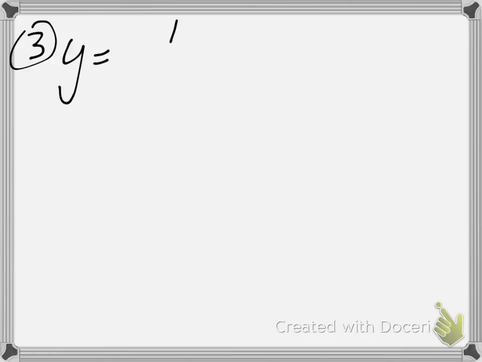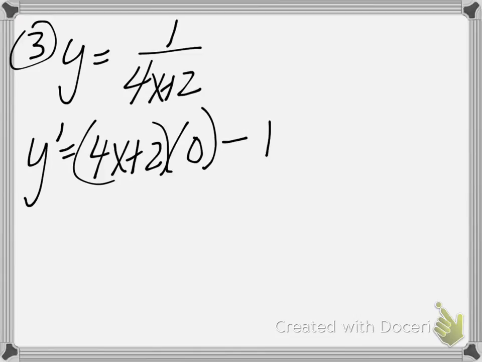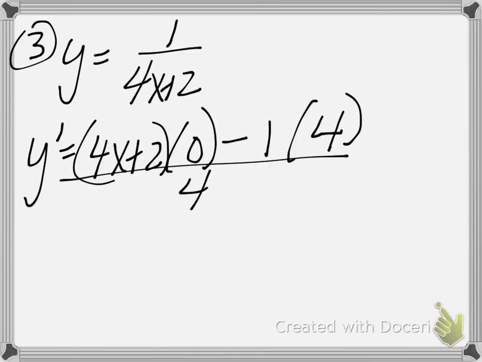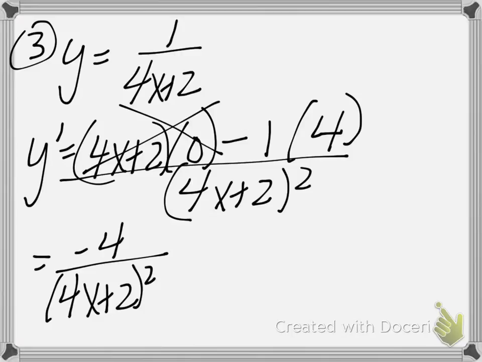Number 3, quotient rule, bottom times the derivative of the top minus the top times the derivative of the bottom all over the bottom squared. Anything times 0 is 0, so that's gone. And we get that, and that is choice A. Okay, number 4.